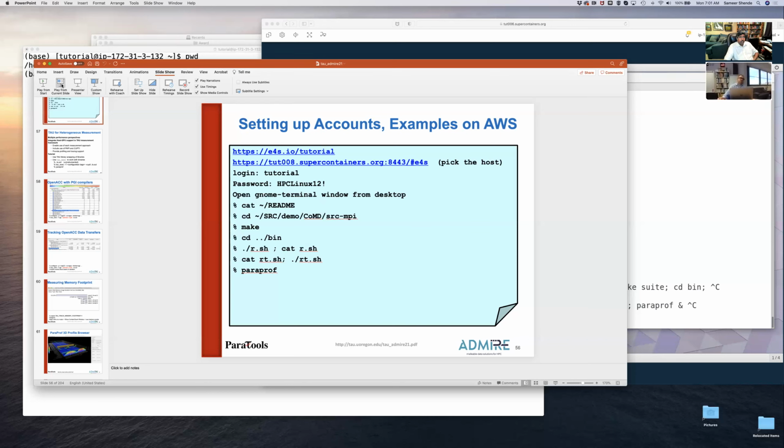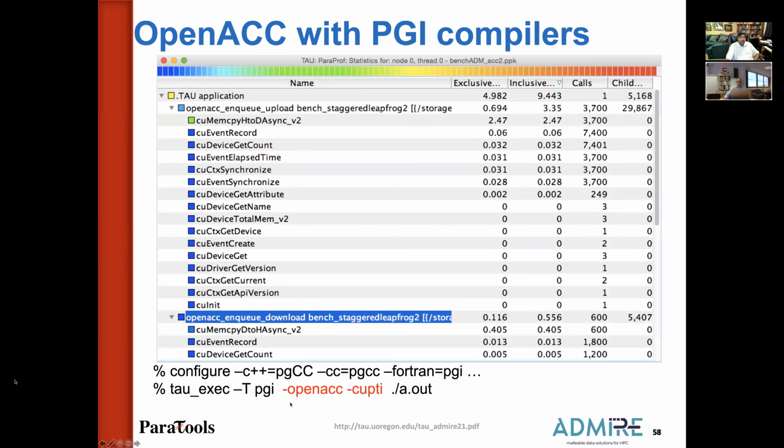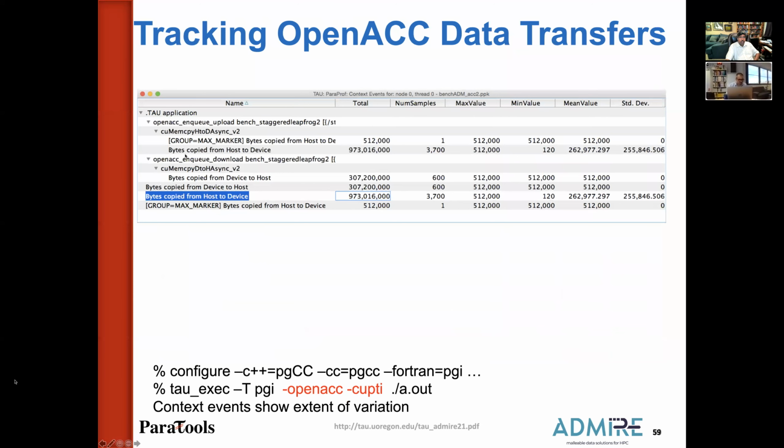So here, if you want to use tau_exec with GPUs, then you can enable different flags. You can turn on, say, -openacc. You can turn on -cupti for CUDA profiling tools interface. And then you'll be able to see the time spent in the CUDA runtime calls, even OpenMP calls. You can see the function names and OpenACC calling CUDA and so on. You could see data transfers from host to device, device to host. You can see the OpenACC calling CUDA calls, and then seeing the data transfers.